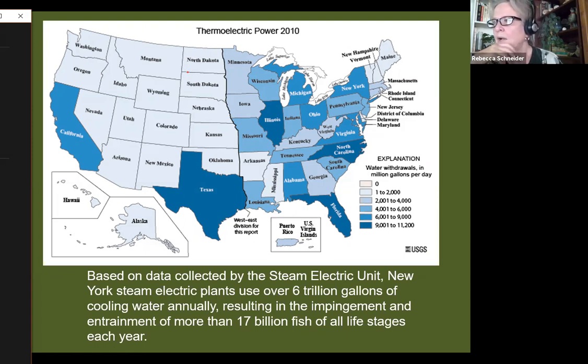This map shows water withdrawals in millions of gallons per day. The darker the blue, we're talking about up to like 10,000 million gallons every day of water pulled from a stream or river, pumped through a plant and pumped back out. In New York State, it was estimated that the steam electric plants use 6 trillion gallons of cooling water every year. And that causes what's called impingement and entrainment. That means these little tiny organisms are sucked in and killed. It's estimated 17 billion fish each year in New York State are killed. These are the larval stages, the egg stages.